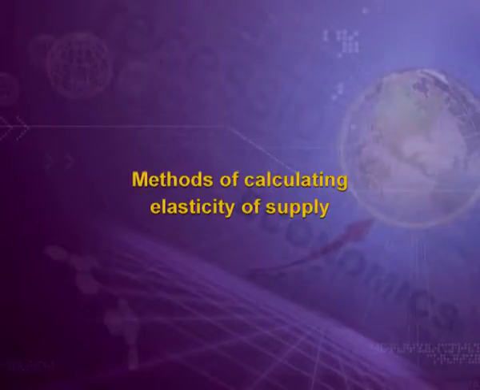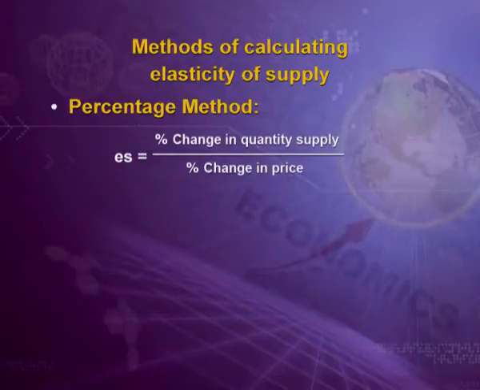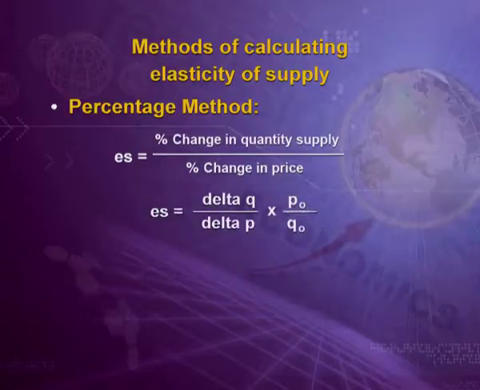Students, our last topic is methods of calculating elasticity of supply. There are three methods of calculating elasticity of supply. The first method is the percentage method. The formula is percentage change in quantity supplied upon percentage change in price, and the derivation is delta Q upon delta P into P0 upon Q0.